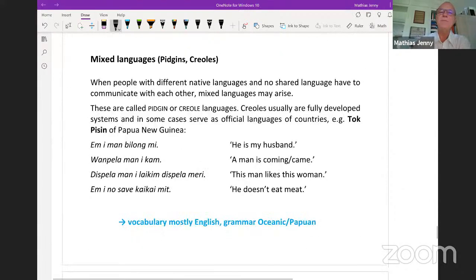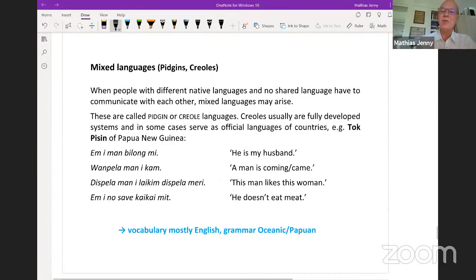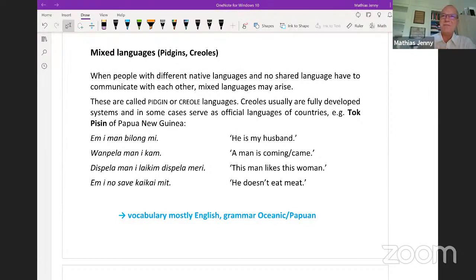And then the last point here about language contact, mixed languages. When people who speak different native languages have to work together, have to communicate, and there is no language that they really share, then in many cases we can observe that a new language arises. And this new language is called Creole or Pidgin.